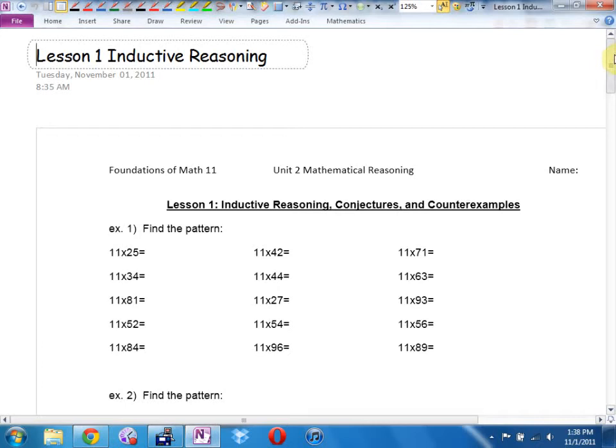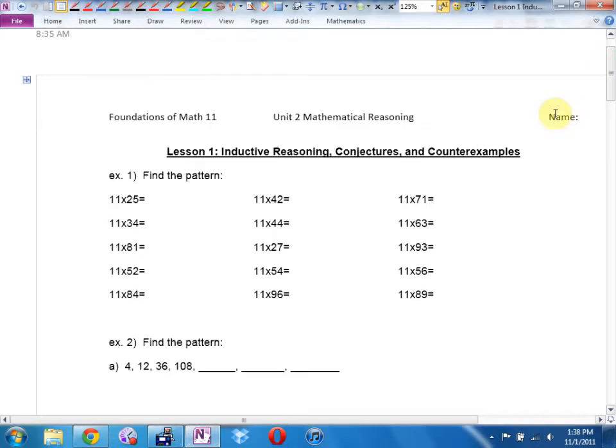Here we go, lesson one. Put your name on it in case you lose it. And the heading is Inductive Reasoning, Conjectures, and Counterexamples.